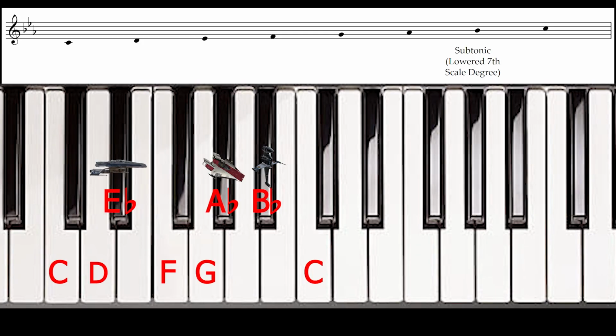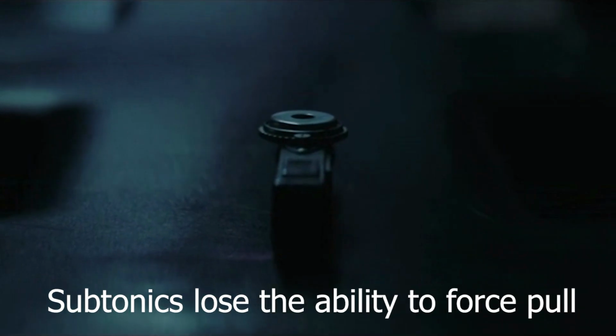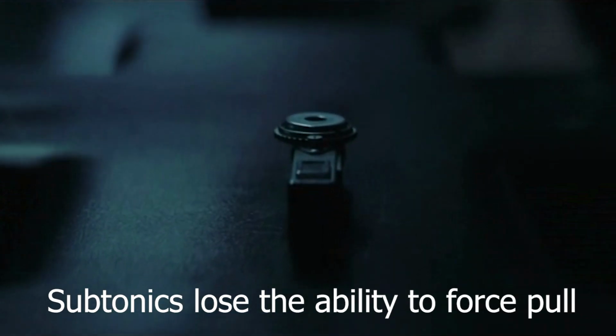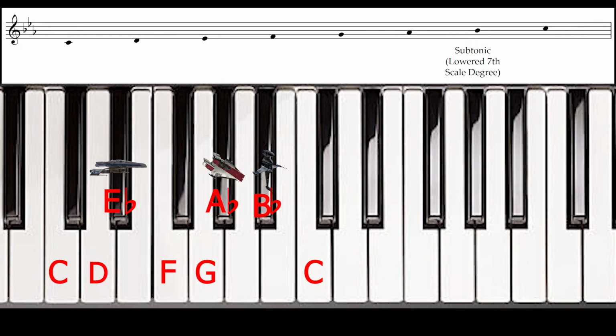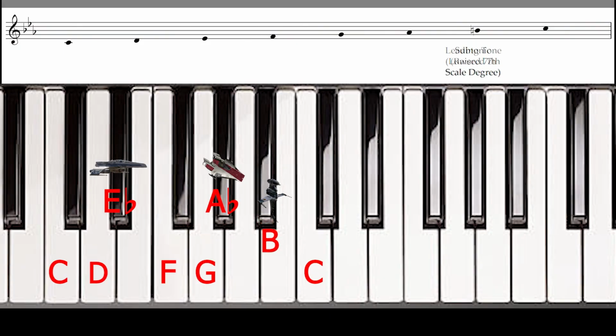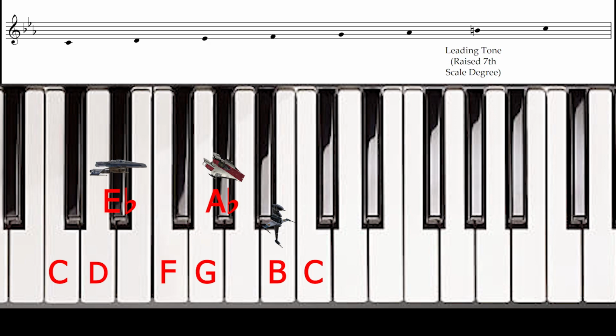Now remember that in natural minor, we have that lowered 7th scale degree that we also call the subtonic. And when we have a subtonic, now a whole step away from the tonic, we lose that pull of the 7th scale degree up to the tonic. So we raise the 7th scale degree so that we can feel the leading tone again that wants to resolve a half step up to the tonic.